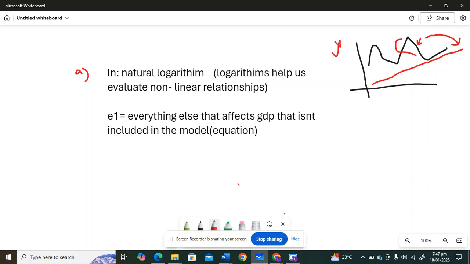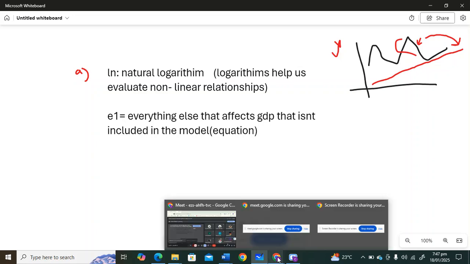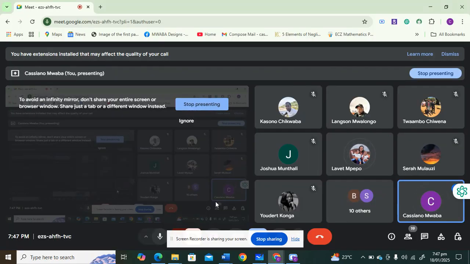That is part A. Any questions on that, colleagues? Before we move to part B, natural log, ln, natural log, E1, error term. The error term accounts for things that haven't been included in our equation. And the natural log is used to convert a non-linear line into a linear line so that we can easily investigate how the variables interact with each other.